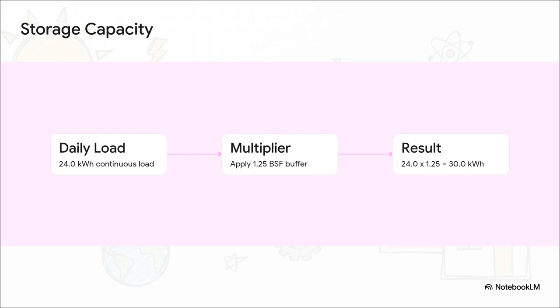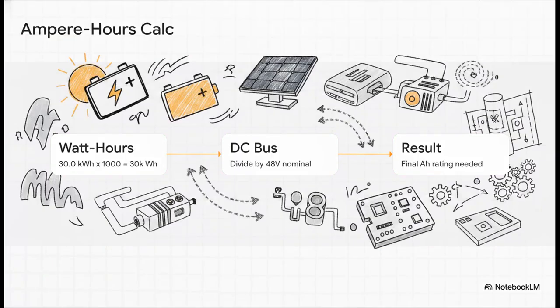Step 2, we safely scale our consumer load profile. Our telemetry station requires a continuous, non-stop AC load of 24 kilowatt hours per day. We take that 24 kilowatt hours and multiply it by the 1.25 BSF safety buffer we just arrived at. This results in a minimum raw storage capacity of 30.0 kilowatt hours. By mathematically building in this buffer, we ensure the system survives an overcast day without crossing that catastrophic 80% discharge boundary.